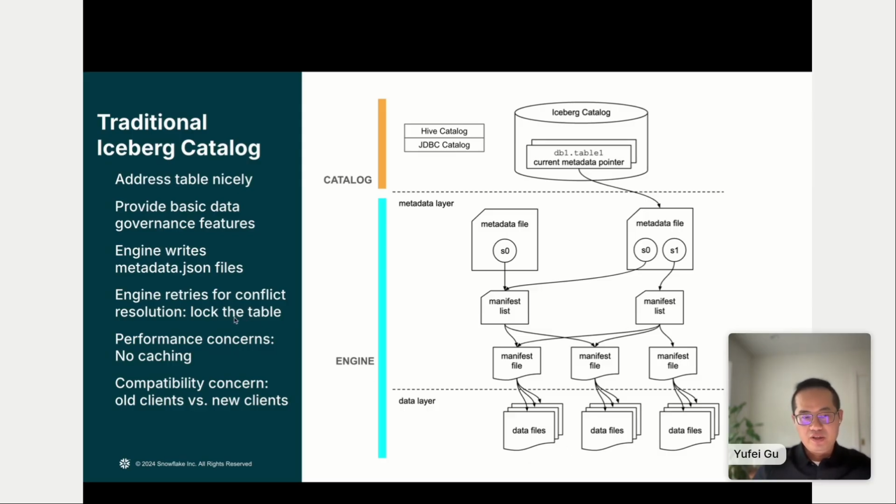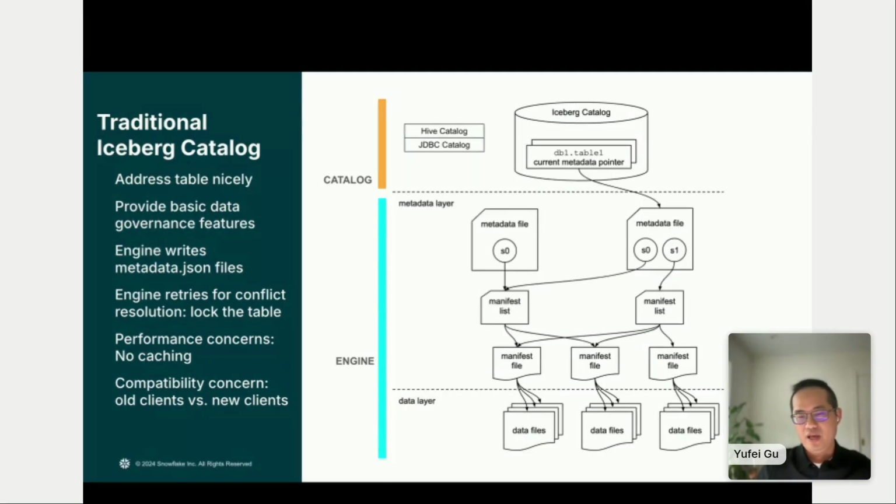The engine will retry every time there's any conflict. For example, you have two concurrent writes into that table. If a conflict happens, you have to retry and lock the table, retry, which usually causes a lot of problems. And there's a performance concern as well, because there's no caching. For example, for metadata files, every time you have to read them from your storage, no matter HDFS, S3, GCS, right? And there's a compatibility concern as well, because engines still write all these files.